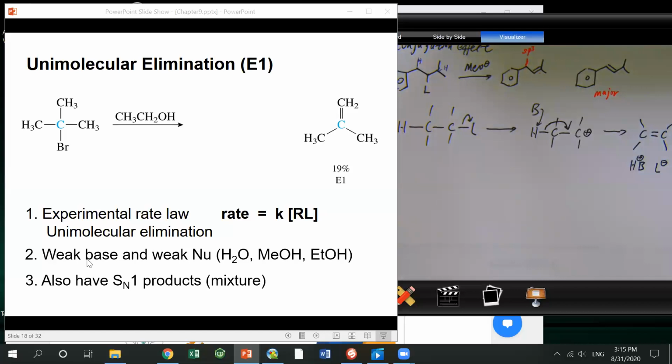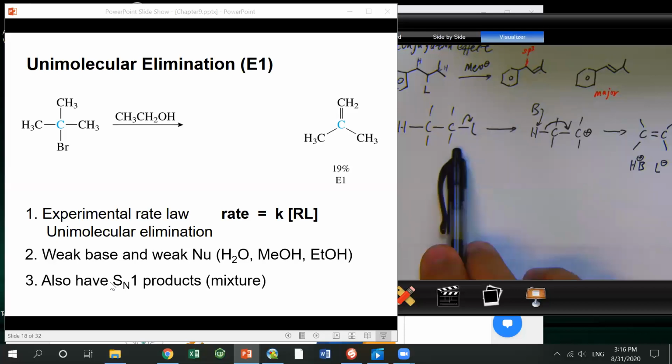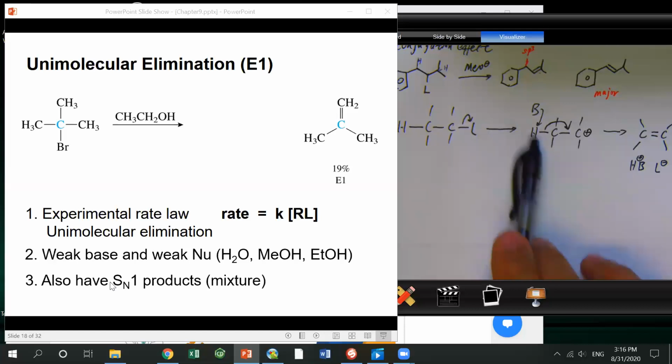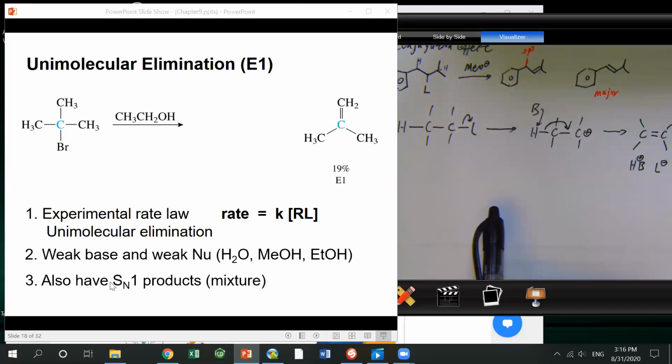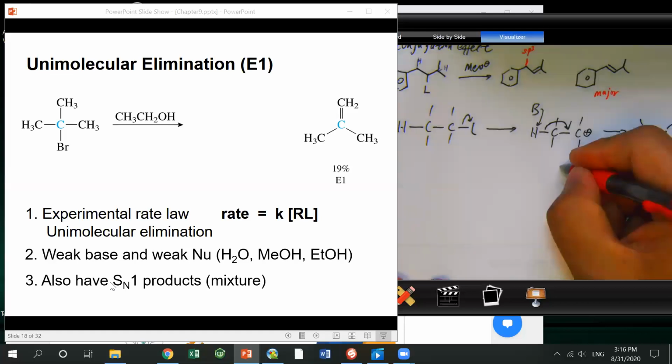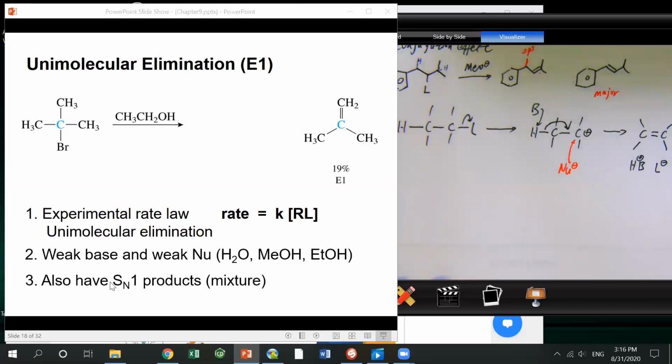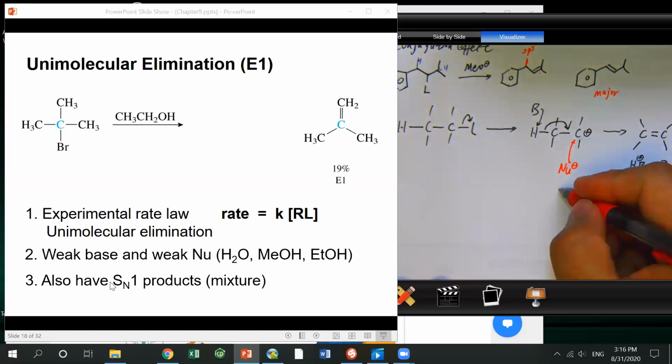The last issue is that E1 elimination normally coexists with SN1 reactions. If you take a second look, the first step of E1 is exactly the same as SN1 reactions: kick off the leaving group, then form the carbocation. The only difference is that in SN1 reactions, the nucleophile comes in and attacks the carbocation, and then you generate the final product.